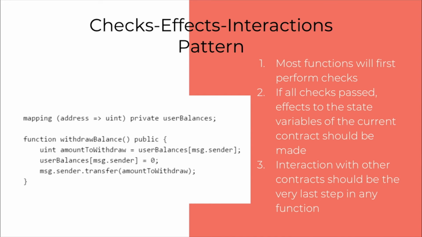Okay, so how can you avoid these? Use the checks-effects-interactions pattern, which will prevent race conditions and also protect against many other security issues. Always first perform checks, such as who called the function, or does the user have tokens? Then second, if all of the checks pass, you can make changes to your state. And interactions with other contracts should always be last.